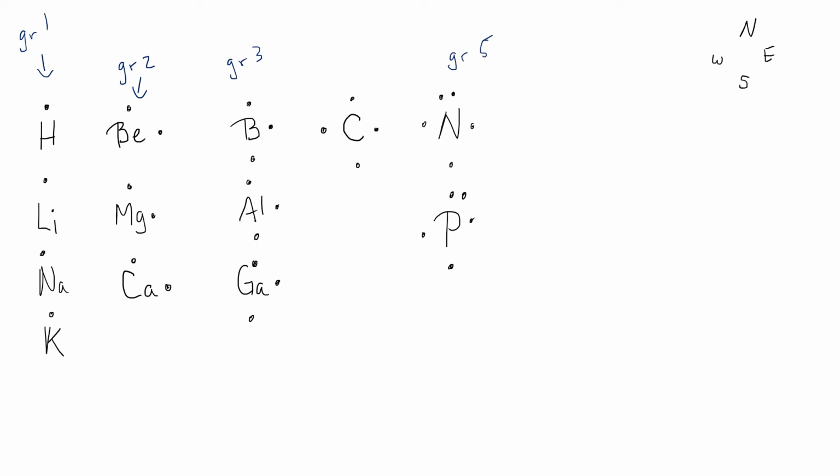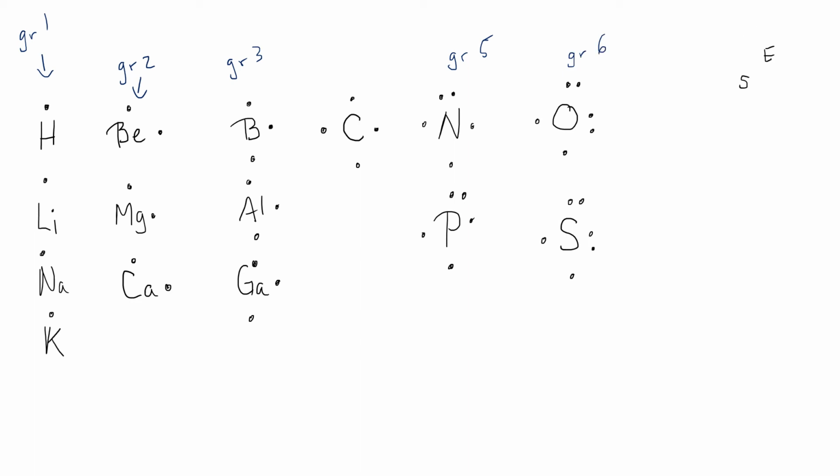Something like group 6. So for instance, oxygen, I would have 1, 2, 3, 4, and then buddy up 5 and 6. Same thing if I was looking at sulfur, 1, 2, 3, 4, 5, 6. So this would be things that would be in group 6.